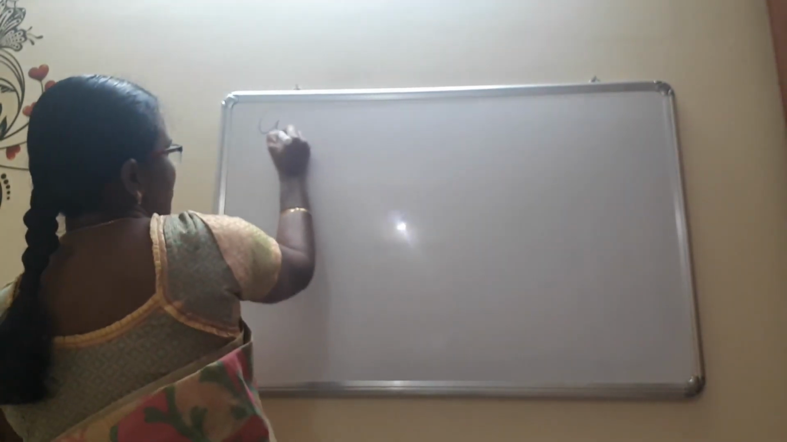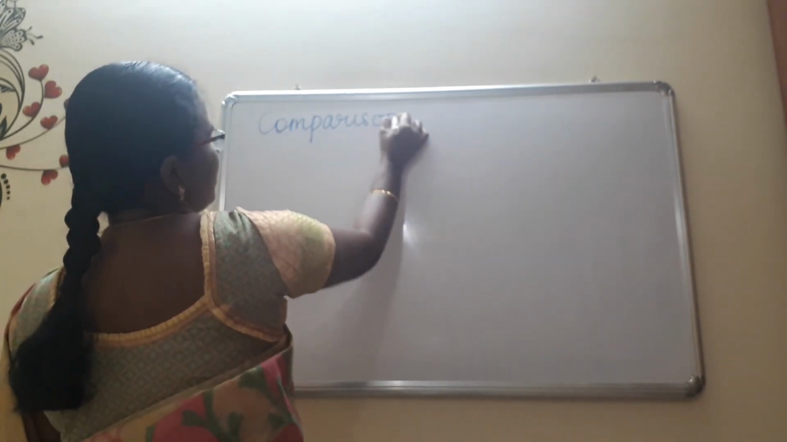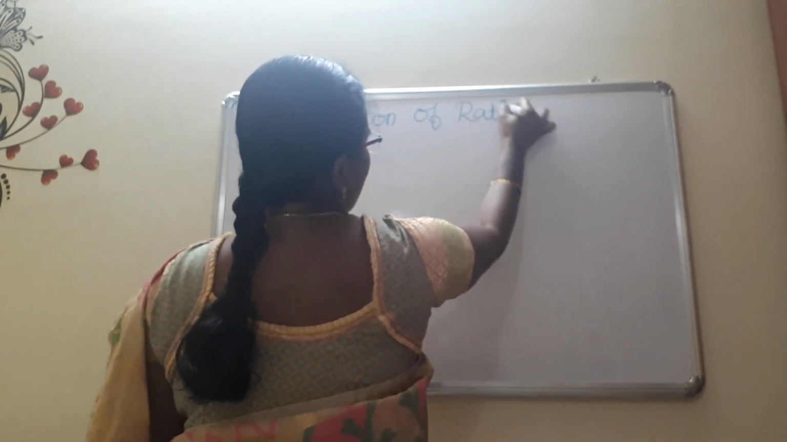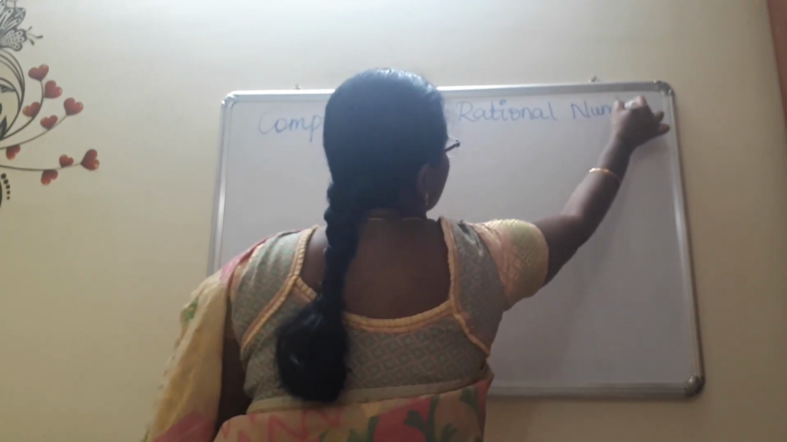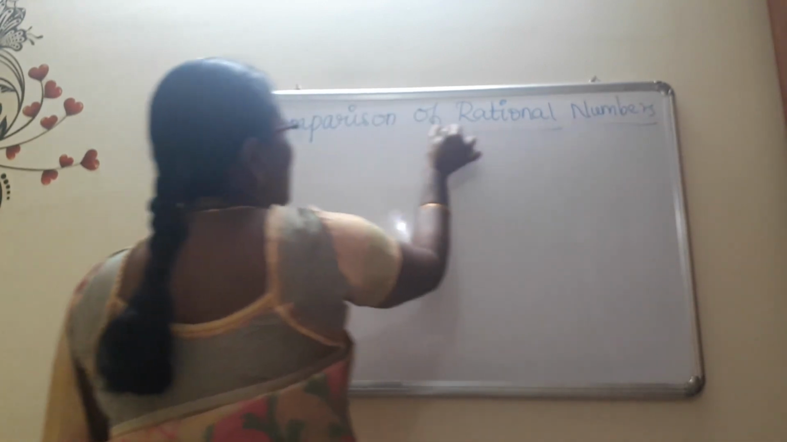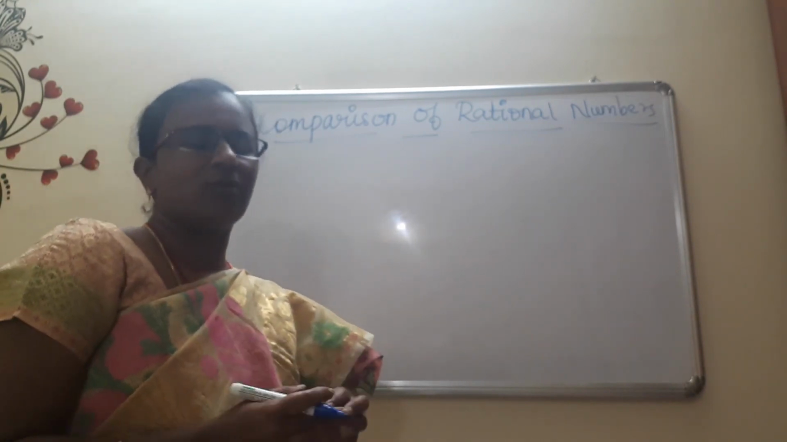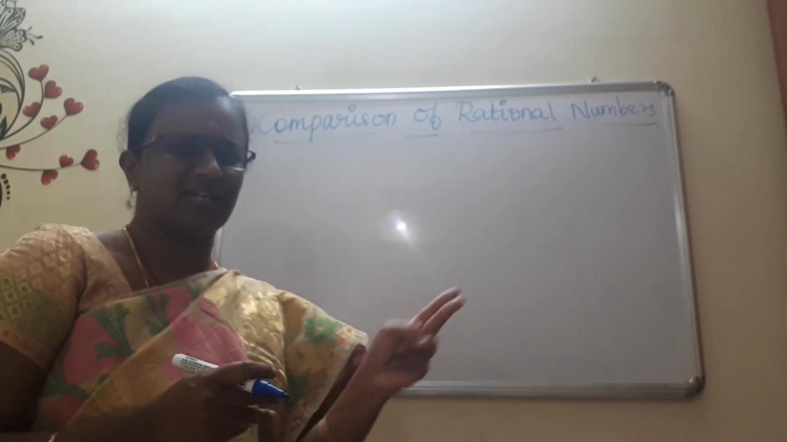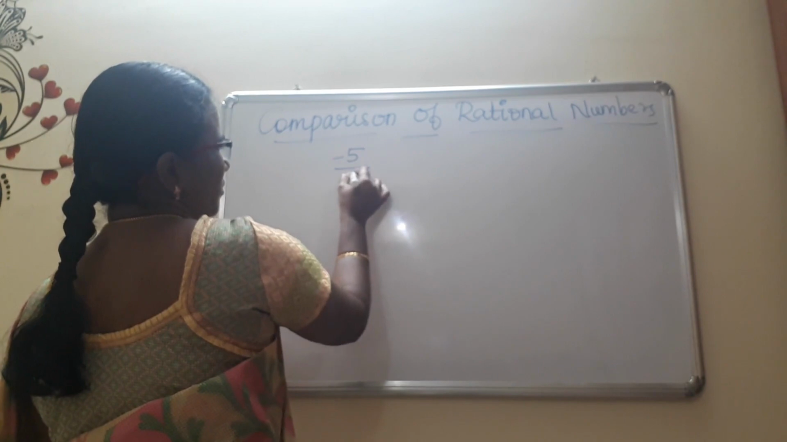Comparison of rational numbers. What is this comparison of rational numbers? Okay, so we take two rational numbers. They are in fraction form, and they can be negative or positive numbers.